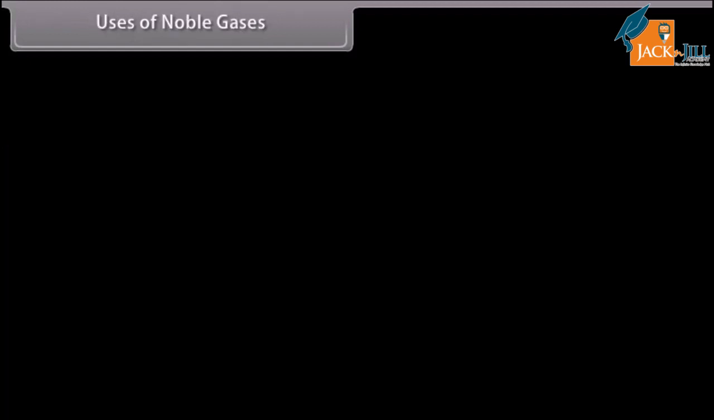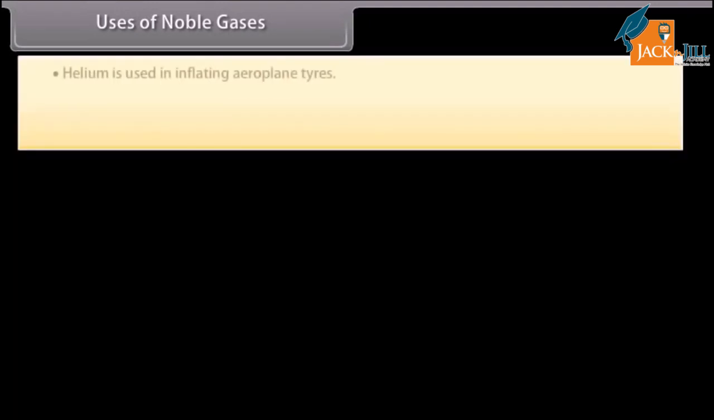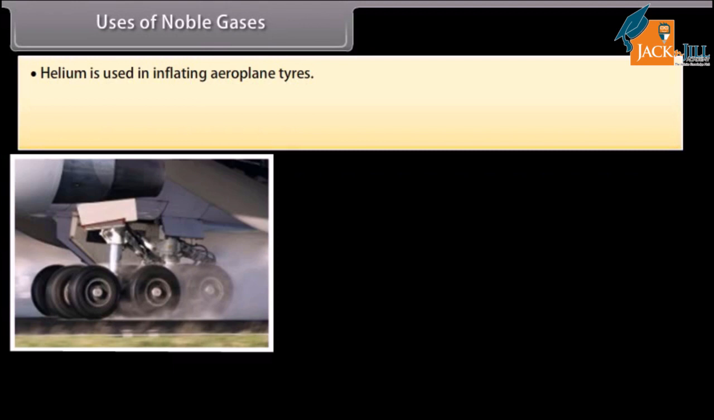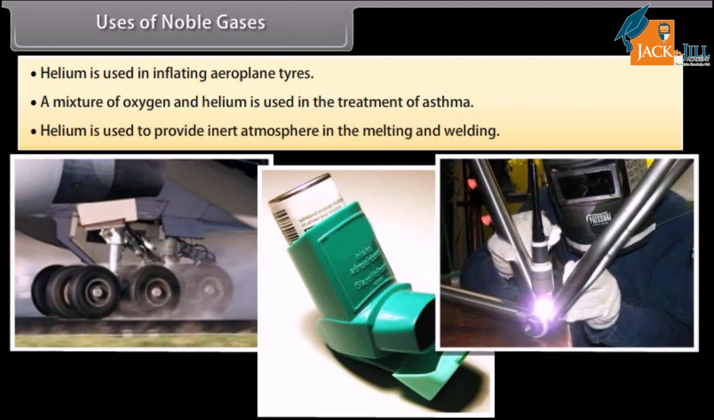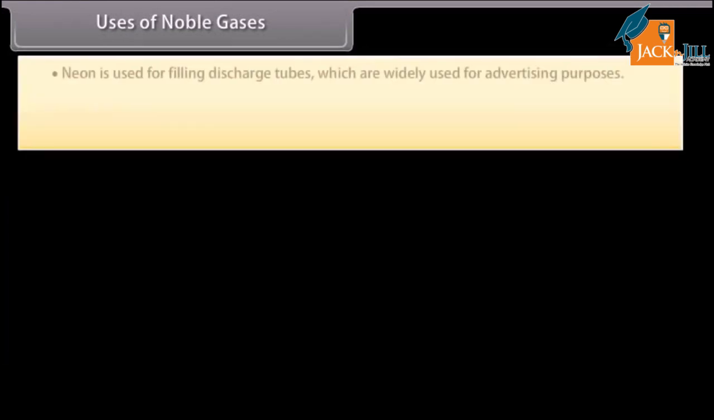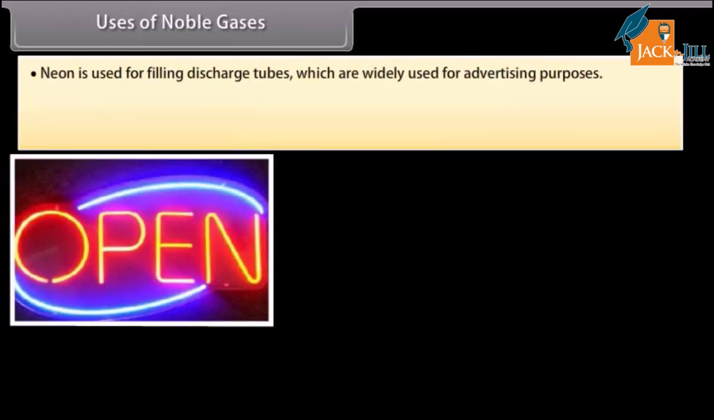Uses of noble gases. The important uses of noble gases are the following. Because of the lightness of helium, it is used in inflating aeroplane tires. A mixture of oxygen and helium is used in treatment of asthma. Helium is used to provide an inert atmosphere in melting and welding. Neon is used for filling discharge tubes, which have characteristic colors and are widely used for advertising purposes.